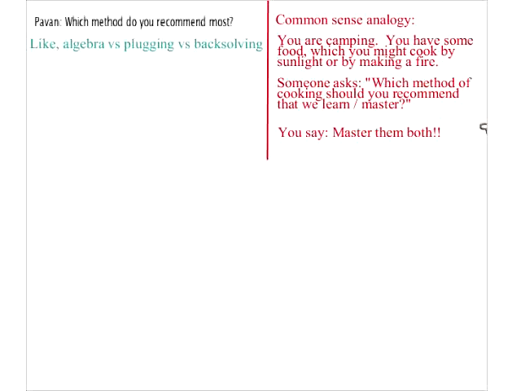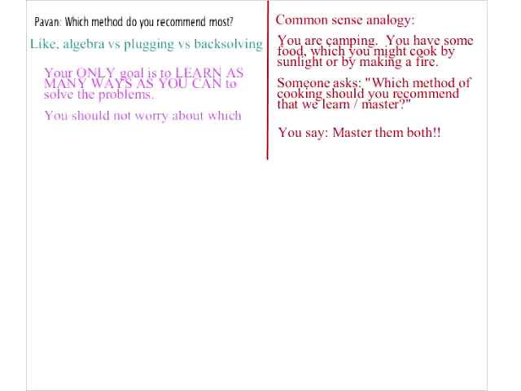So the same thing will happen on the GMAT. Like, there are problems that cannot be done by algebra and can be done very easily by plugging or back solving. There are also problems that cannot be done by plugging or back solving that can be done relatively straightforwardly with algebra. The point is, you're just going to have to know all of them. That is the point. Like, your only goal is to learn as many ways as you can to solve the problems. You should not worry about which method is best in general, because there's no such thing. For the same reason as there's no such thing as, you know, like, cooking by fire is better than cooking by the sun. Well, dude, it depends if the sun is out or if you have sticks. So, right.